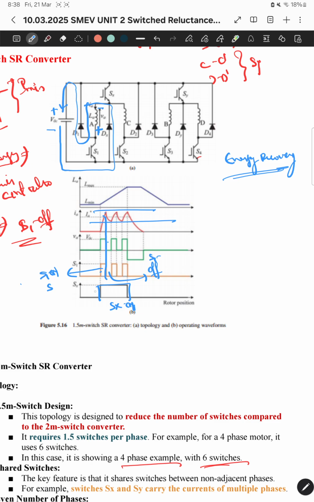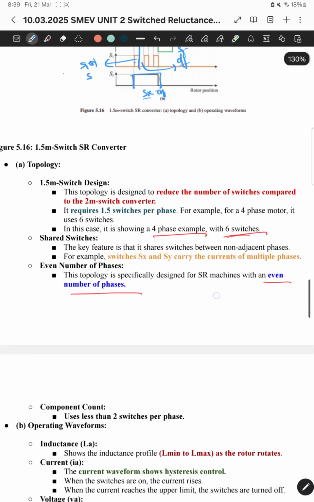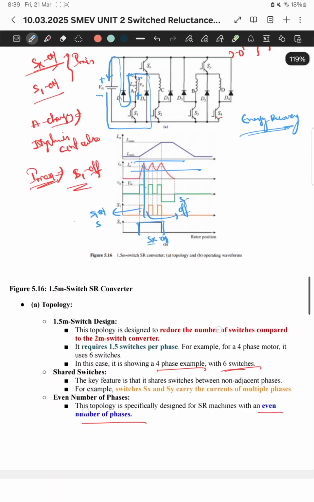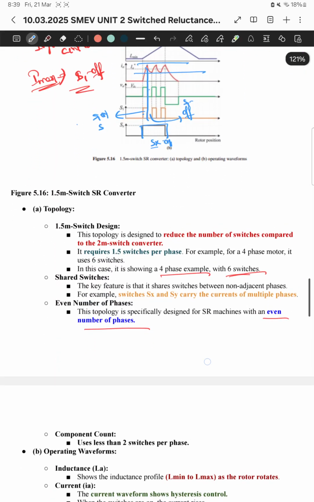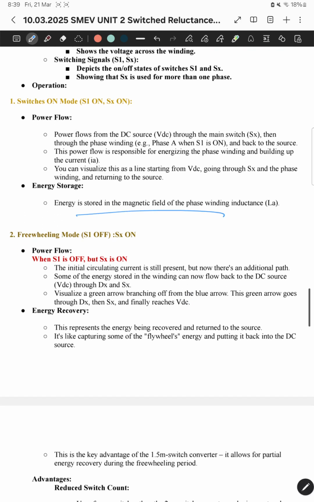So I can conclude that throughout the operation of phase A, Sx will be on. Similarly, throughout the operation of phase B also, Sx will be on. When the current reaches maximum, S1 will be off, and when the current reaches minimum, S1 will be on. The process remains the same, with current control at the rotor aligned and unaligned positions. And why is it called 1.5 m? Sx is used for both phase A and phase B, and Sy is used for phase C and phase D. This is all about the explanation of the energy recovery concept.